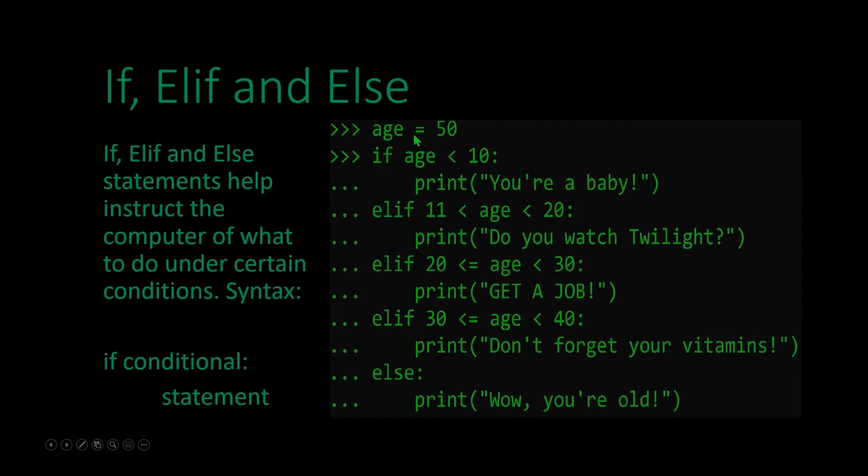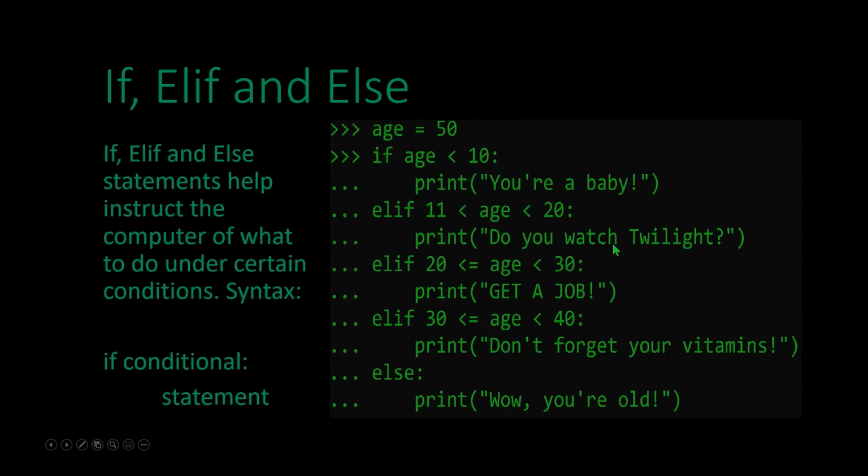We have age is equal to 50. Now, what would this print out? What would all of these, this if statement, this code that we just wrote, what would this print out if age is equal to 50? That's right. It would print, wow, you're old, because age is equal to 50, and that's a condition that's actually false on all of these, but true here because the else statement prints it out anyways, remember?